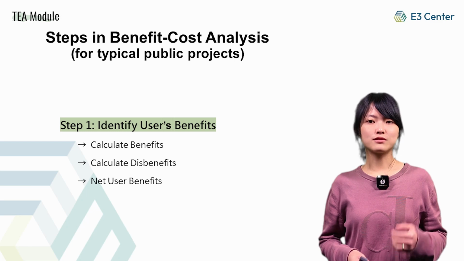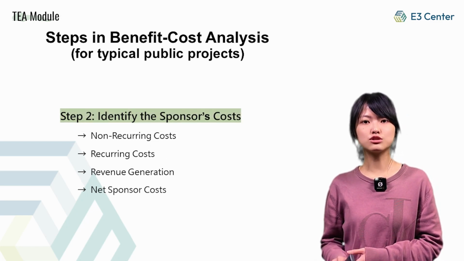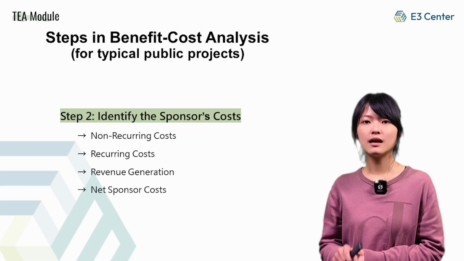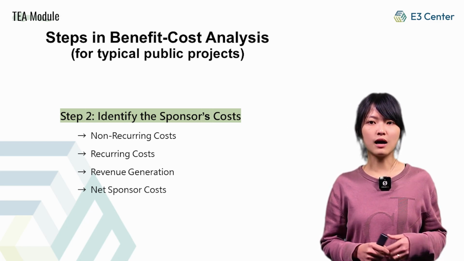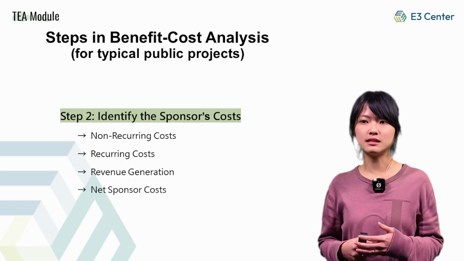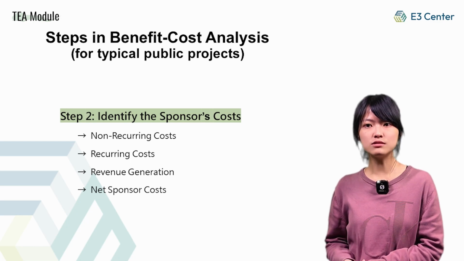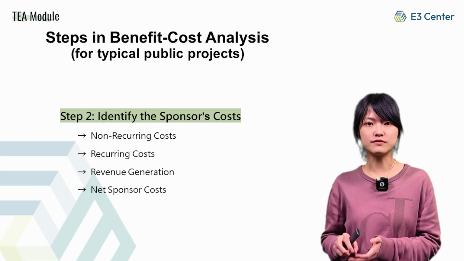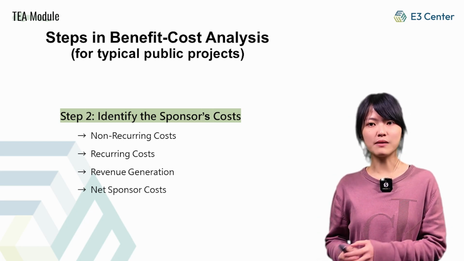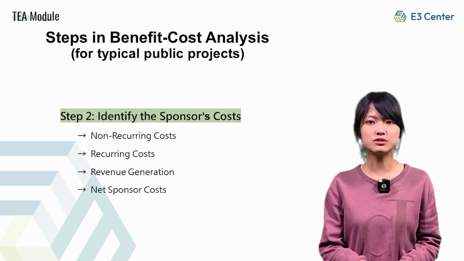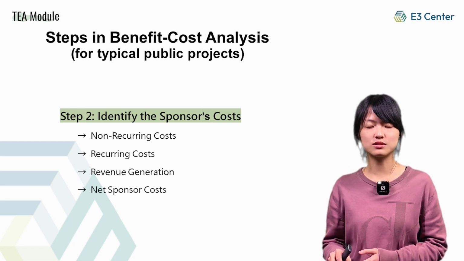users. The second step is to identify the sponsor's cost, such as initial capital expenditure and any residual value at the project's end. Account for ongoing operating, maintenance, and renovation cost, and estimate annual revenue, such as tolls or service fees generated by the project. Finally, calculate sponsor's costs by adding non-recurring and recurring cost, and then subtract the generated revenues.